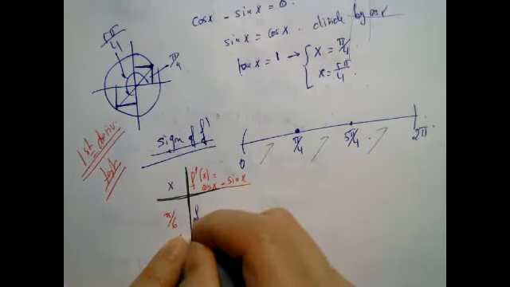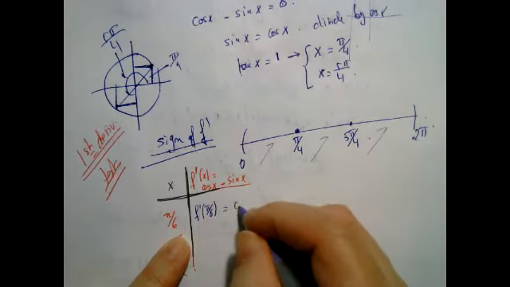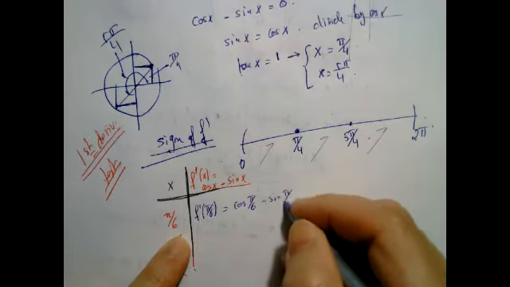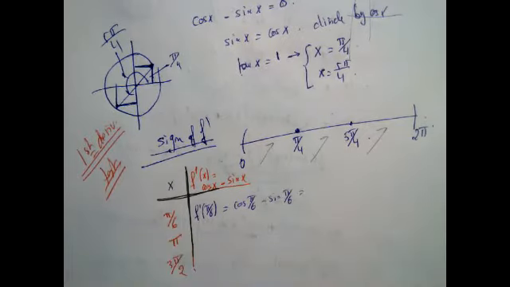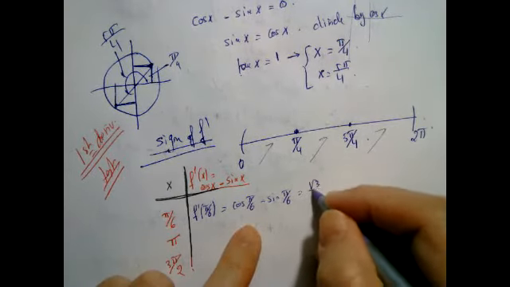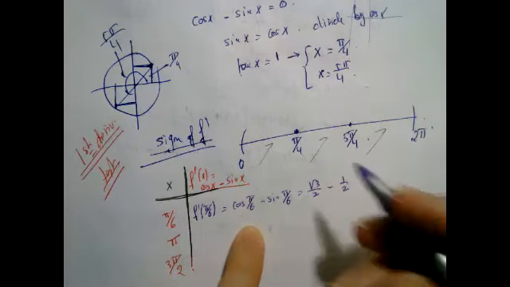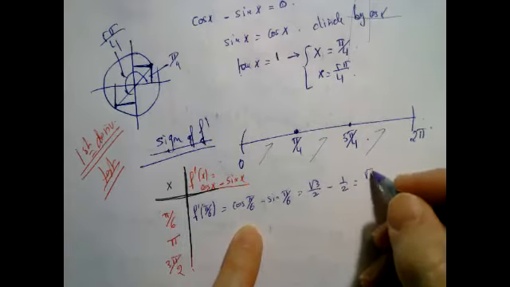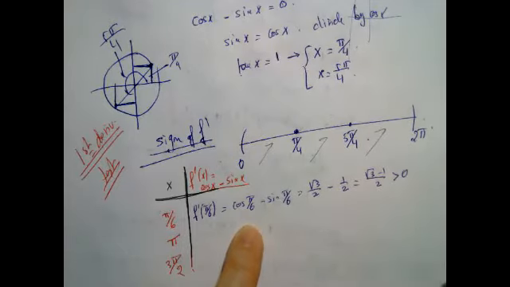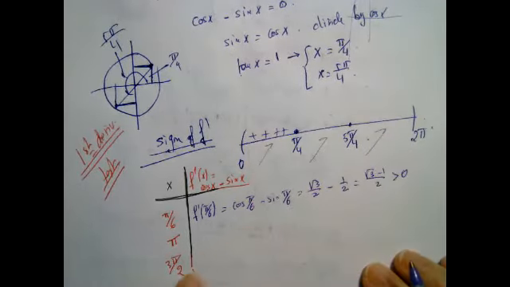What is f prime at pi over 6? It's the cosine of pi over 6 minus the sine of pi over 6. The only one that's going to be nasty is this one. The cosine of pi over 6 is square root of 3 over 2, minus a half. You don't need a calculator. That's the square root of 3 minus 1 over 2. That's definitely positive, and that's the only thing I care about. It means that's positive.